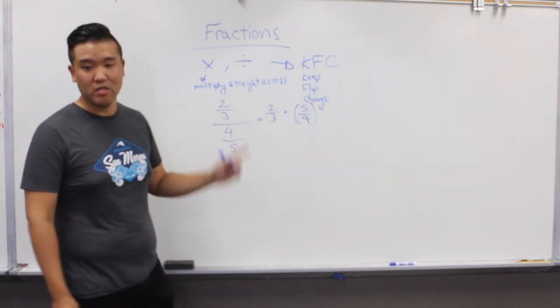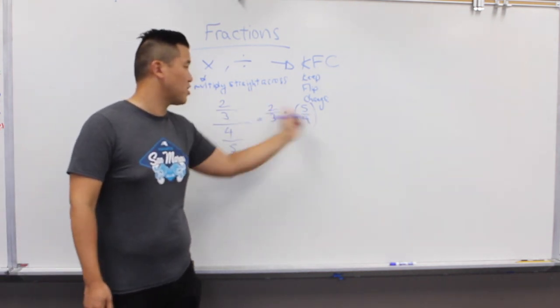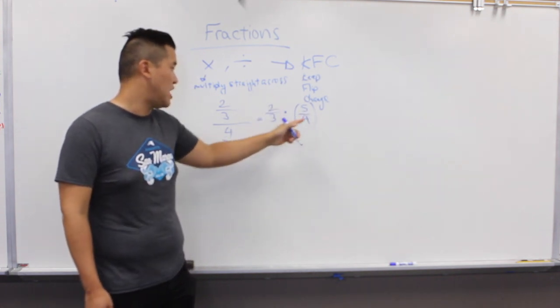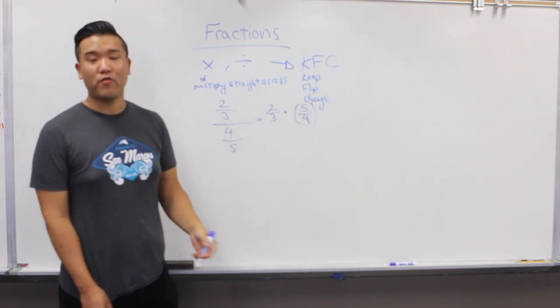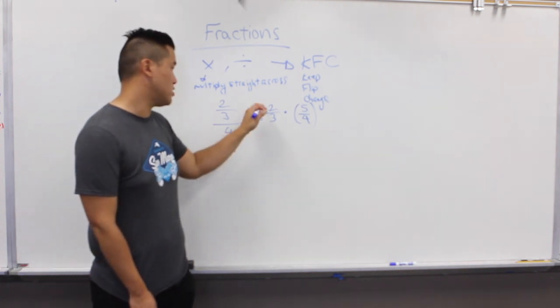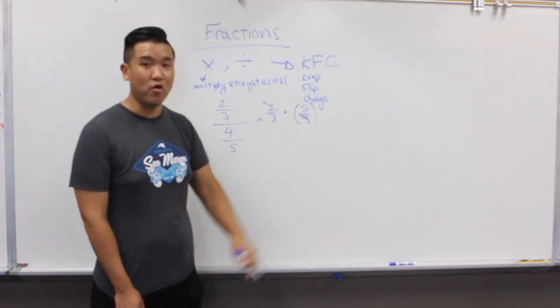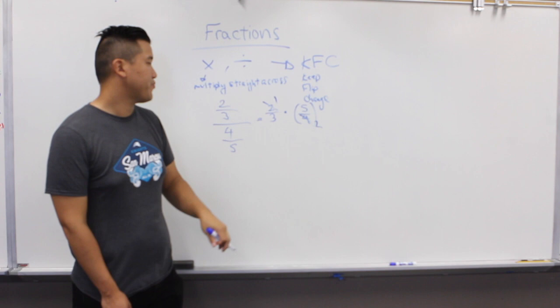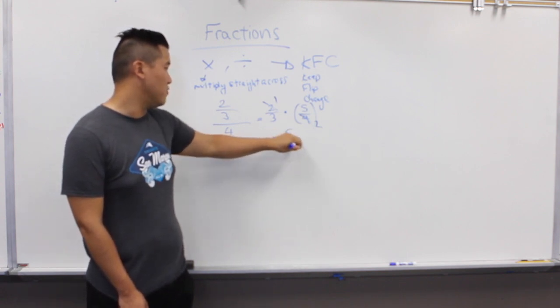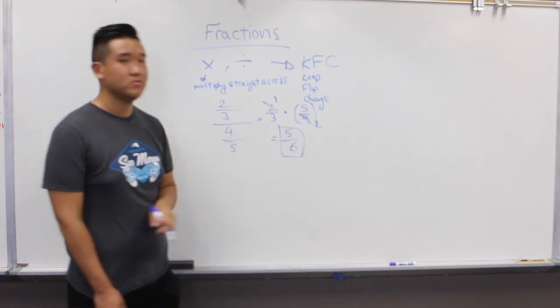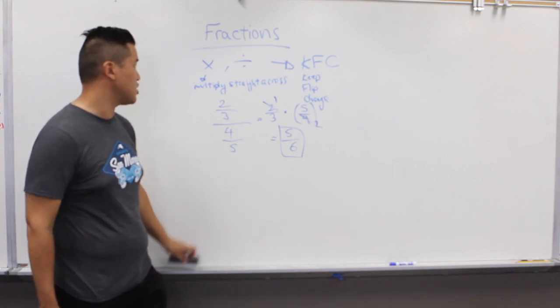From here, it becomes a multiplication problem. So all we simply have to do is multiply across. So you can do 2 times 5 and 3 times 4. Or if we can cancel, I would try to reduce it first. So this 2 and this 4, you can cancel out there. So at the end, you have 5 over 6. Okay, so that's multiplying, division.